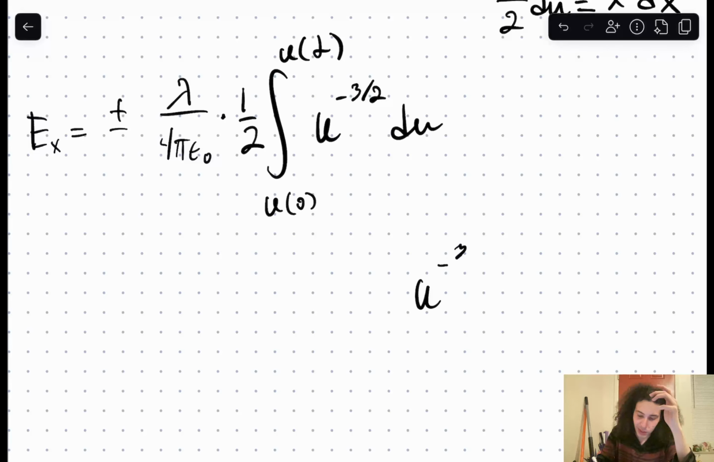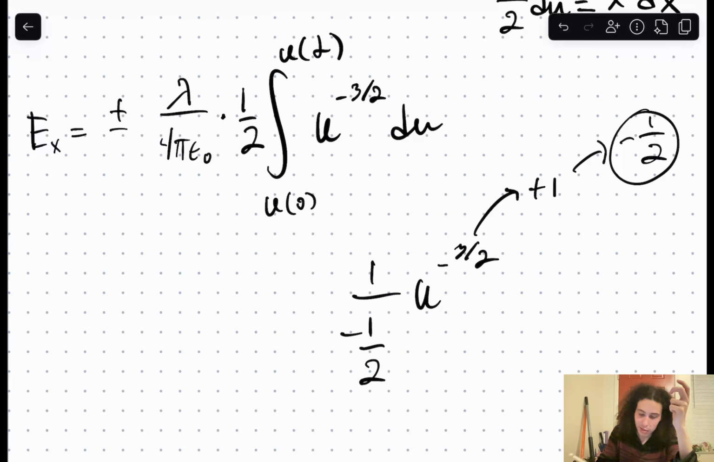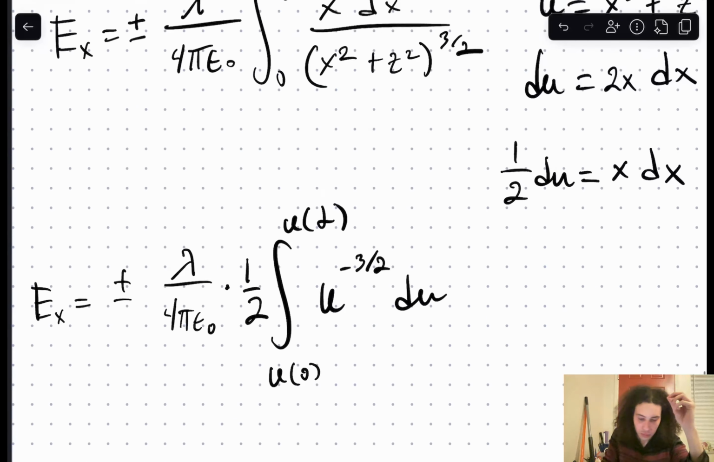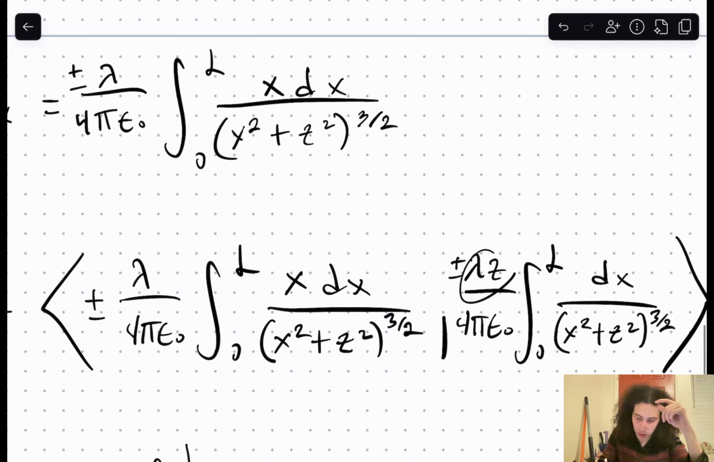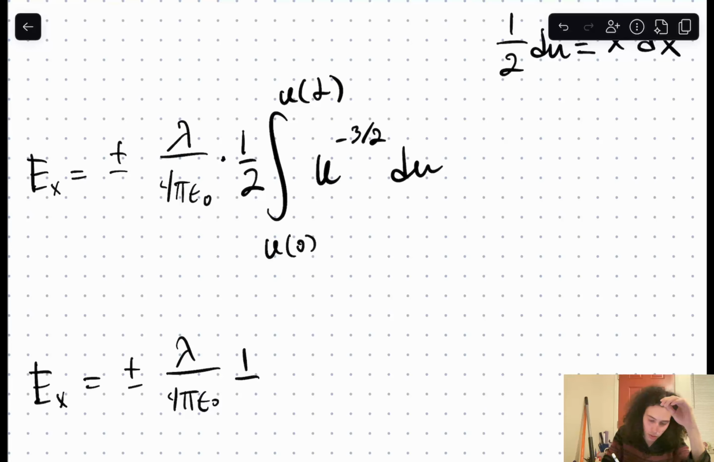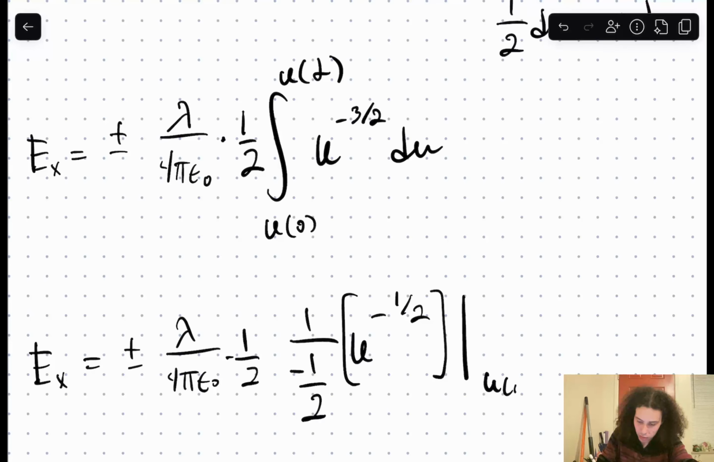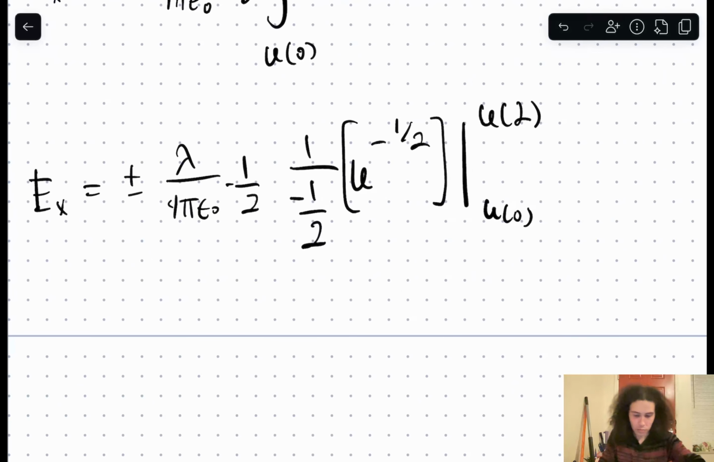You have like 3 over 2, now you have to go up plus 1, and that's going to be negative 1 over 2, and then this here, you have to put it at the bottom like this. So yeah, you end up getting this. So EX plus or minus lambda over 4 pi epsilon naught. Let me just make sure everything's good. Yeah, the z's over here. Okay. 1 over 2. And now you have 1 over 2 negative u to the power negative 1 over 2. Then let me put the bounds, u0, fundamental theorem of calculus. These two are going to cancel.